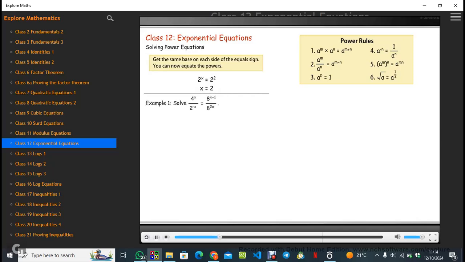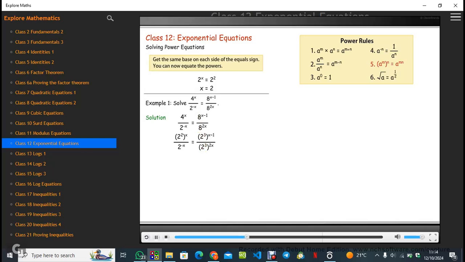Example 1. Solve 4 to the power of x over 2 to the power of minus x is equal to 8 to the power of x minus 1 over 8 to the power of 2x. Turn each number into the same base if you can. Pick 2 as your base. 4 is 2 squared and 8 is 2 cubed.